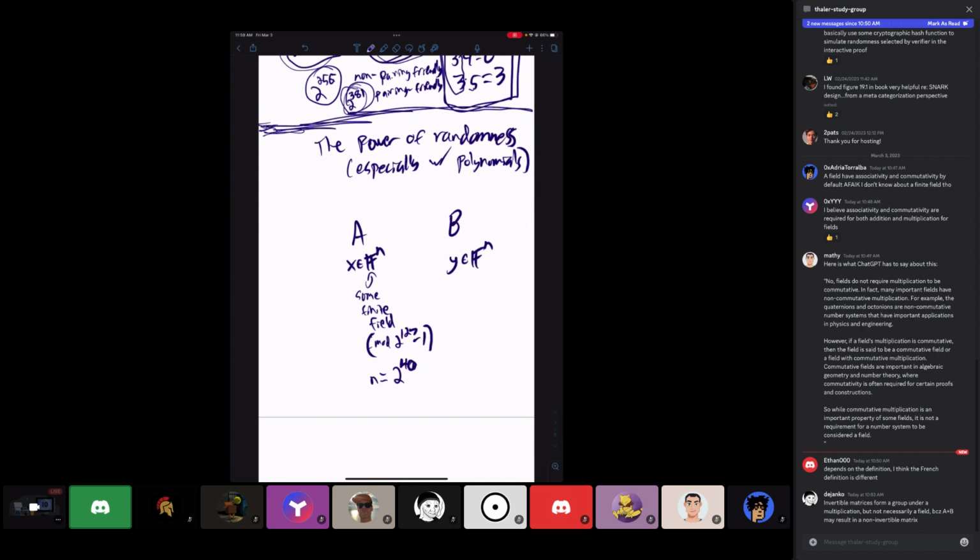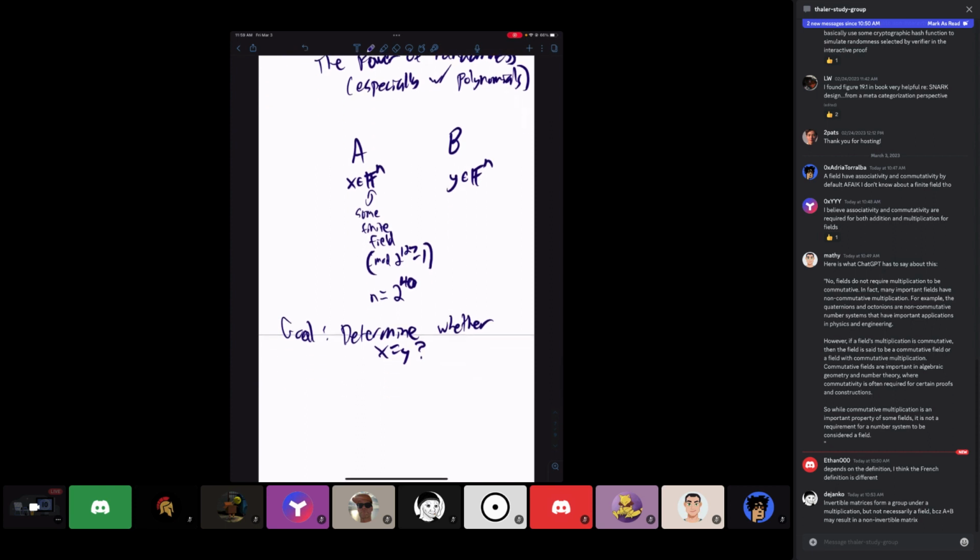Now this would be many terabytes of data. But what they want to know is, are they holding the same vector? So determine whether X and Y are the same vector. And they'd like to do this while minimizing the amount of data they send each other.